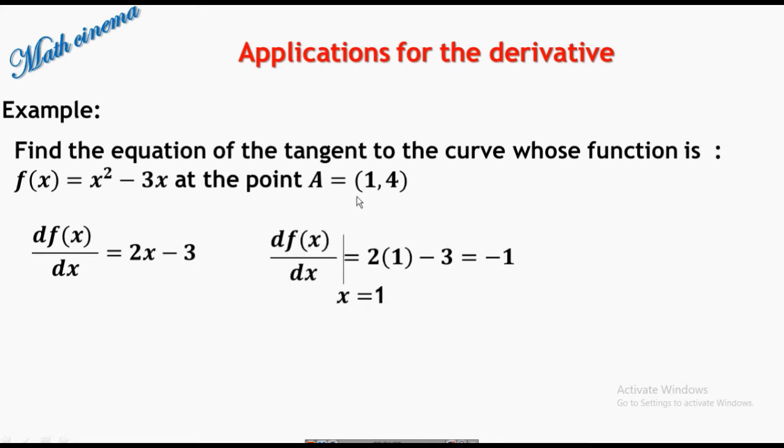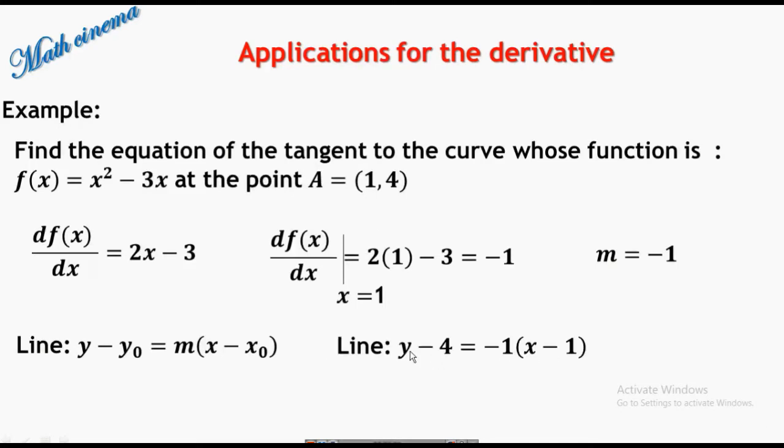And then use the point (1, 4). Use x of the point, which is 1. So the first derivative at x equals 1 equals 2 times 1 minus 3 equals negative 1. So the slope of the tangent at this point is negative 1. Now the equation of the line is y minus y node equals m times x minus x node. Here A equals (1, 4), so x node equals 1 and y node equals 4.